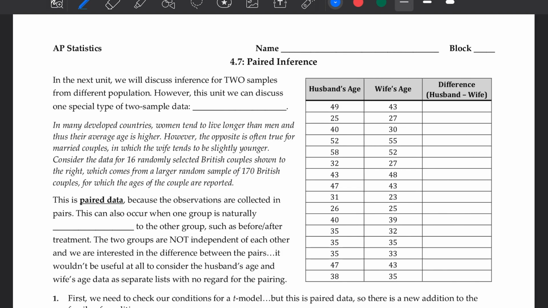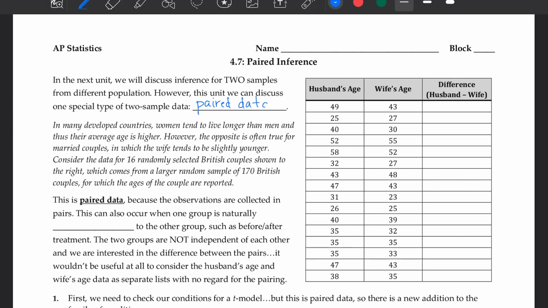And so we're going to talk about paired inference. For the next units, we're going to be talking a lot more about inference where there are two samples from different populations. But in this unit, we can still talk about paired data. That's one special type of data that comes from technically two samples. It is called paired data.